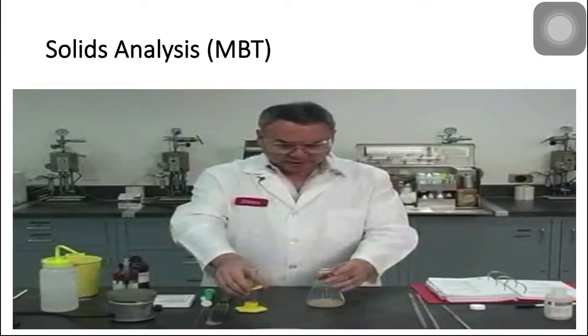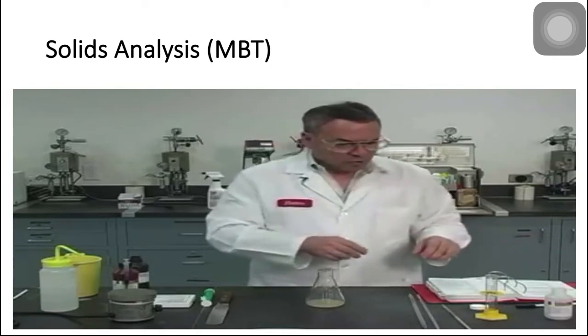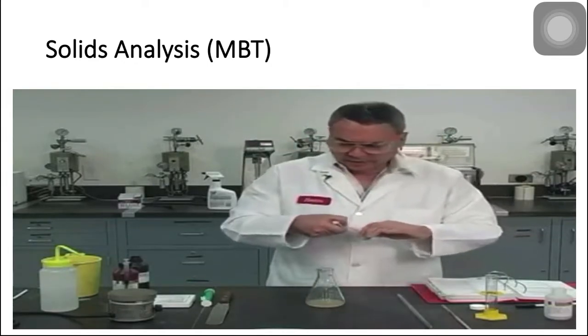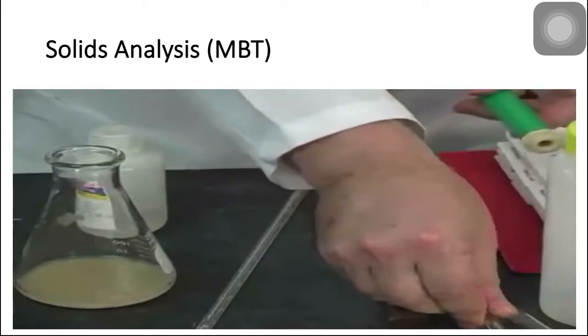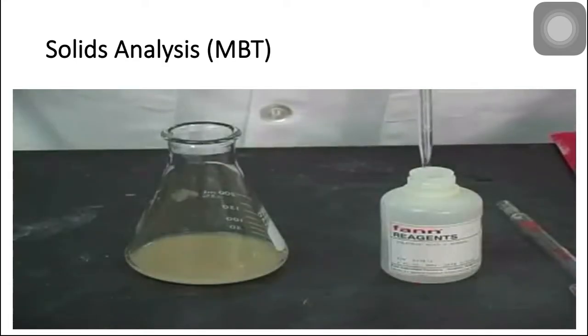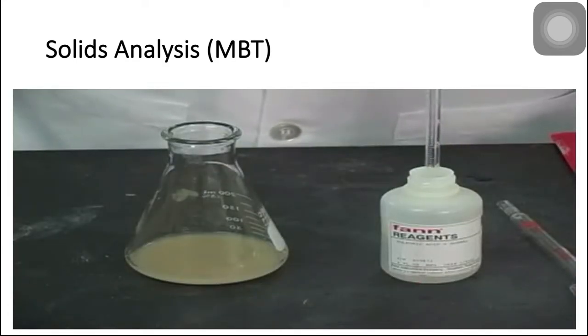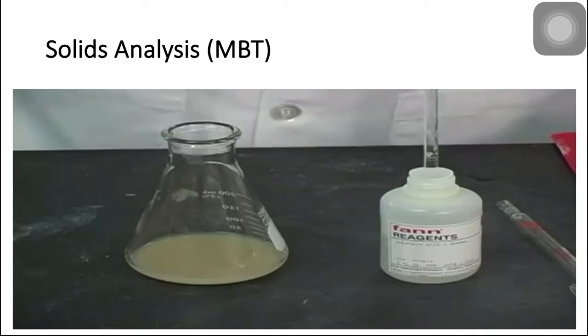One more thing is to help in the digestion and to raise the pH. We are going to put half a milliliter of 5 normal sulfuric acid. That's kind of a strong concentration, and half of a cc will be enough for our purpose. Again, raise the pH and help in the digestion process. There is half a cc.